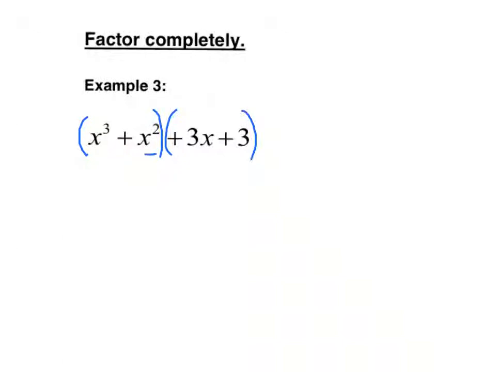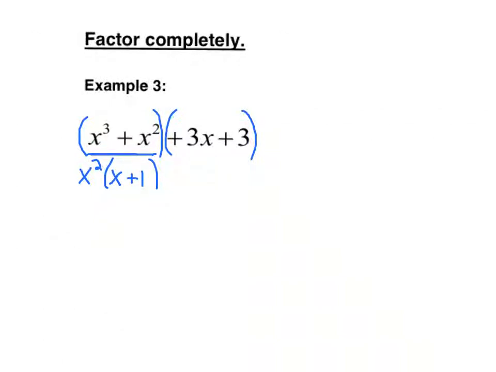So I'm going to factor out of this one, what is a greatest common factor? It would be x squared, right? They both have an x squared. Now I divide that out. What is x to the third divided by x squared? You get x. And x squared divided by x squared, you'd get 1. So this factors to x squared times x plus 1.